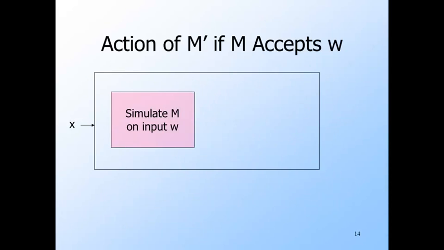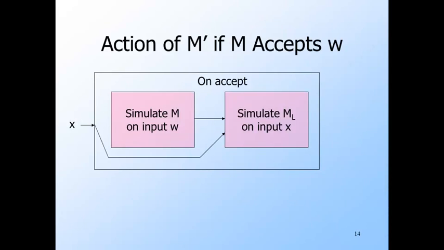Here's a picture to help us remember what M prime does. It first simulates M on input W. So far, M prime's own input, X, is ignored. But if M accepts W, then M prime simulates M sub L on its own input X. And M prime accepts X if and only if X is in L.